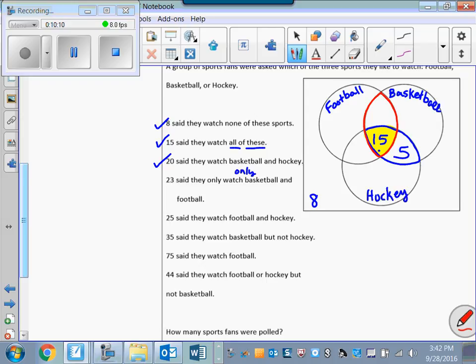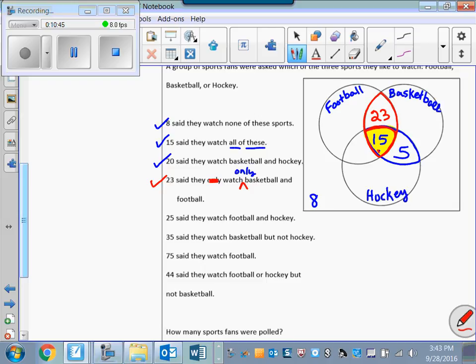23 said they only watch basketball and football. They watch only, it's very important that we get these words correct. They watch only basketball and football. So I have to leave out this 15, right? If they watch only basketball and football, I can't include this little part, the people who watch hockey, so the 23 has to go right here. So that 23's got to go right there because I got to leave out the people who watch hockey.